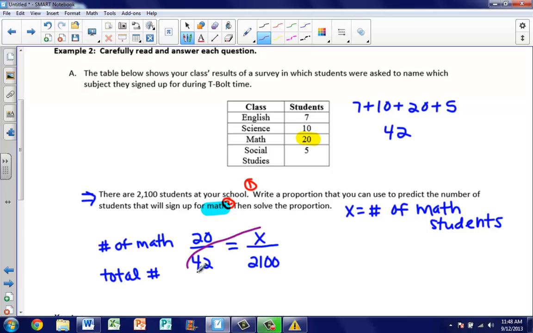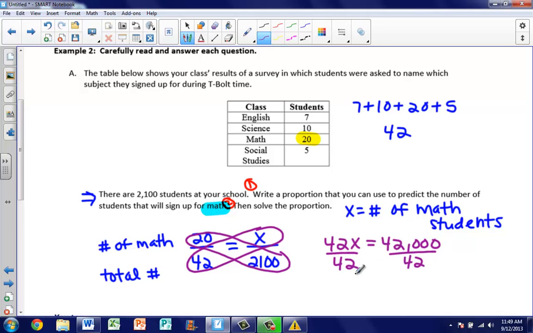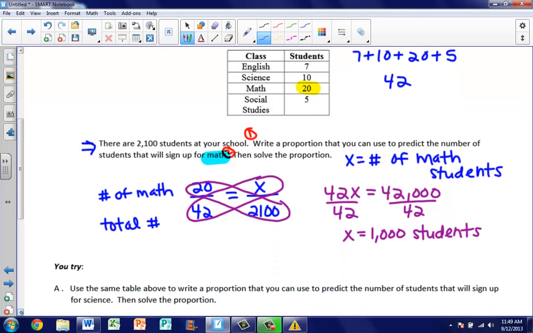So we need to cross multiply. We have 42 times X, which gives me 42X, equals 20 times 2,100, which gives me 42,000. Now, once again, it's just a one-step equation. So we divide both sides by 42, and we get X is equal to 1,000. So what does this tell us? This tells us that 1,000 students signed up for math, or will sign up for math, based on this survey. And we have one more example for today.